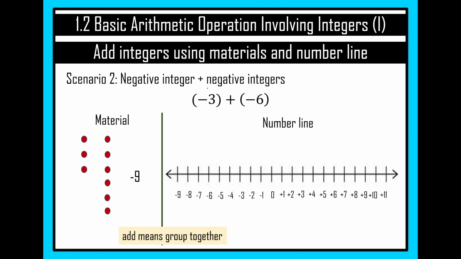Okay, on number line, we'll start at 0. We are going to go 3 to the left. And then we're going to go 6 more to the left. And we are landed at negative 9.